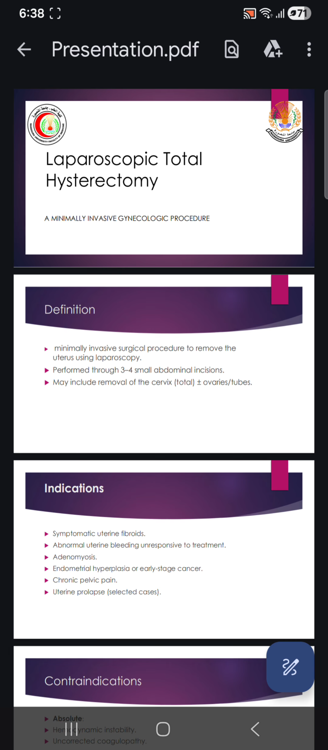For the indication, it's indicated in several conditions such as symptomatic uterine fibroid, abnormal uterine bleeding that doesn't respond to medical treatment, adenomyosis, endometrial hyperplasia, or early cancer, or chronic pelvic pain, and selected cases of uterine prolapse.